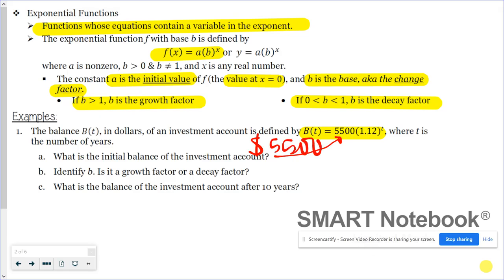Identify b. Is it a growth factor or a decay factor? Okay, so b is the base of our exponential function, and in this function, we're looking at 1.12. And since it's greater than 1, that makes it a growth factor.